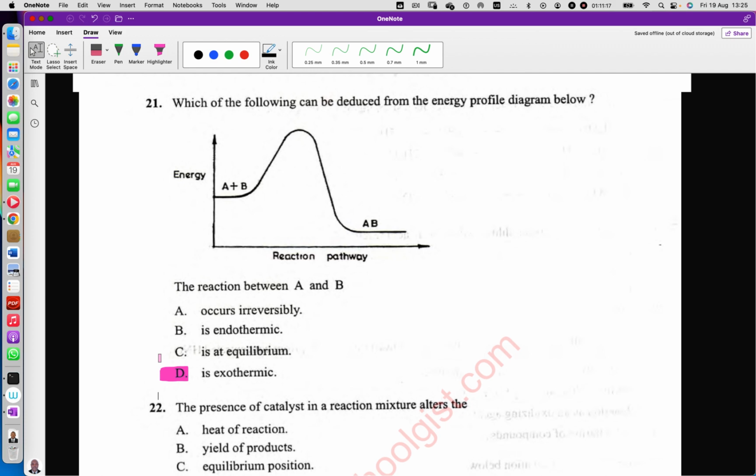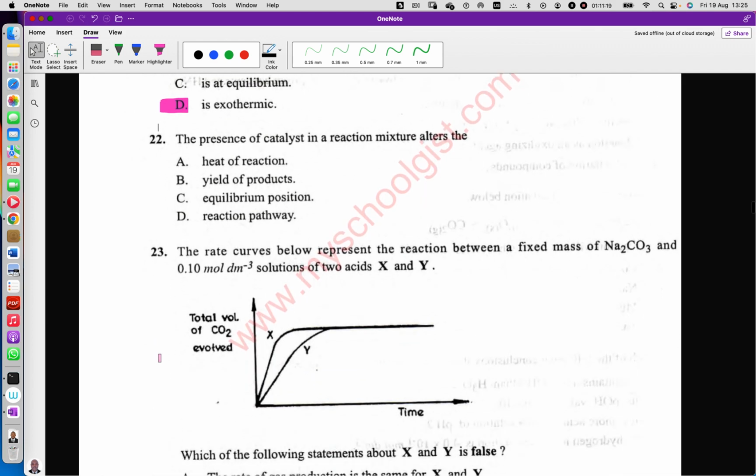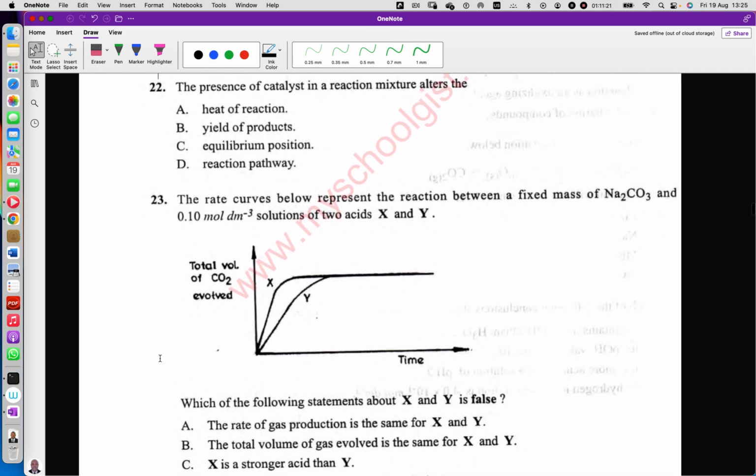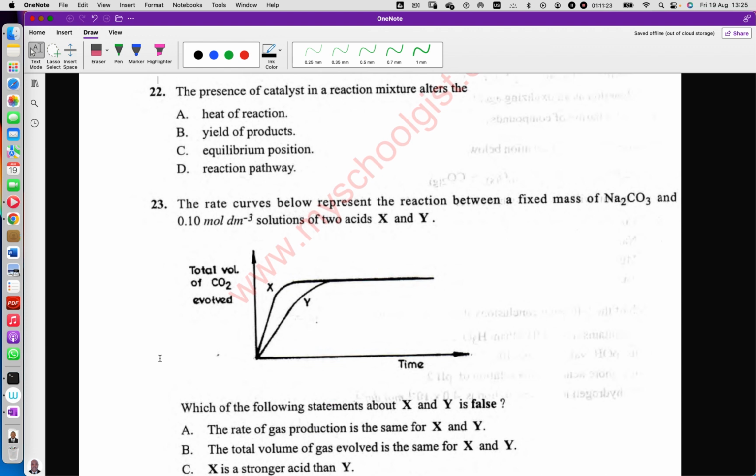Question number 22. If you look at question number 22, you are going to see that it has to do with what a catalyst is. Now, the presence of a catalyst in a reaction mixture alters the heat of reaction. Catalyst does not produce heat of reaction.